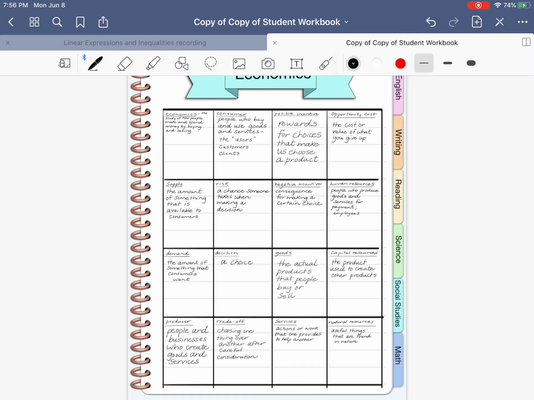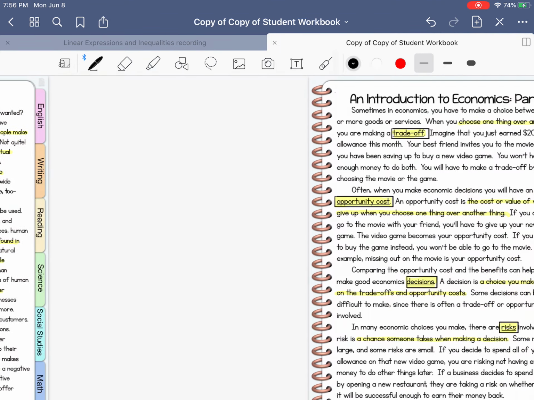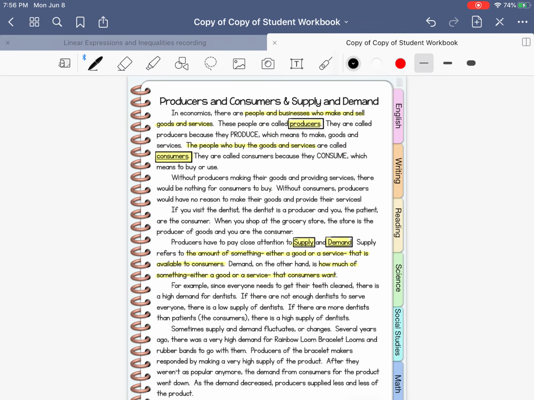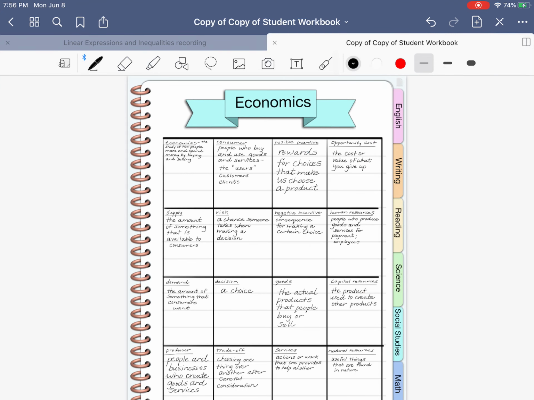So you have lots of new terms to think about relating to economics. You don't need to memorize all of this text. It's just an overview to get you thinking about it.